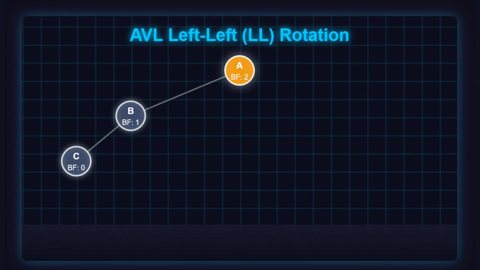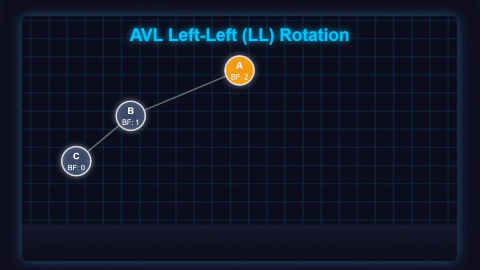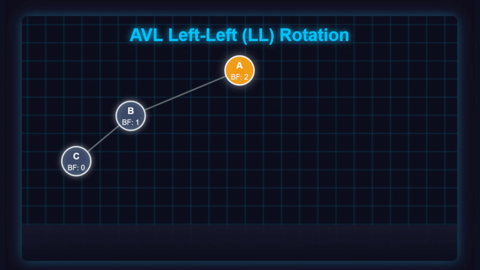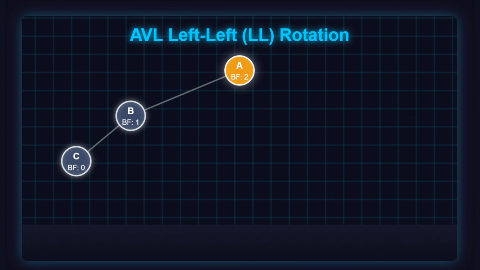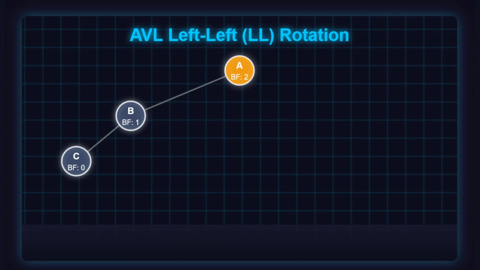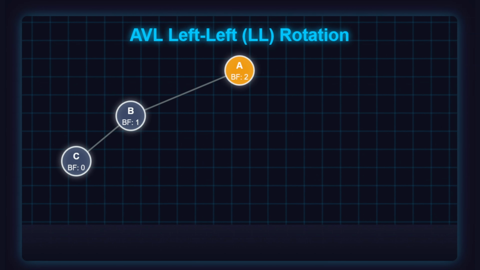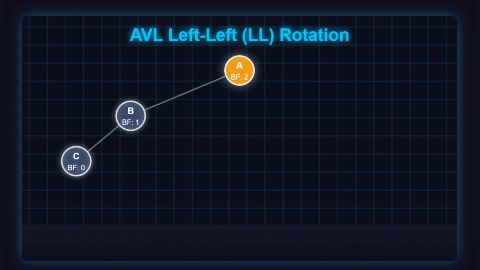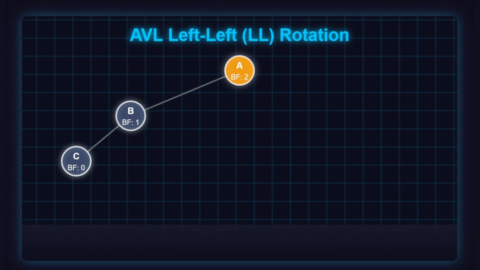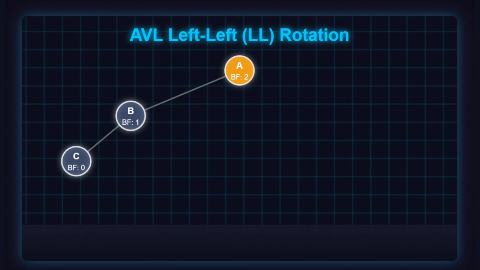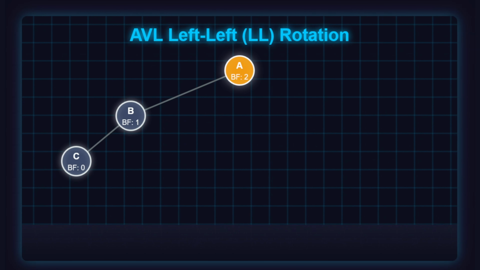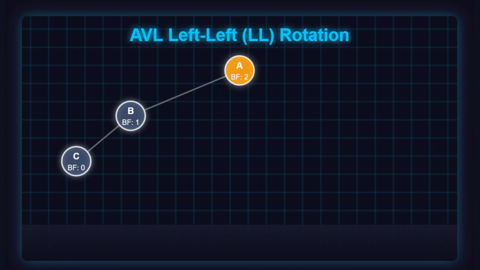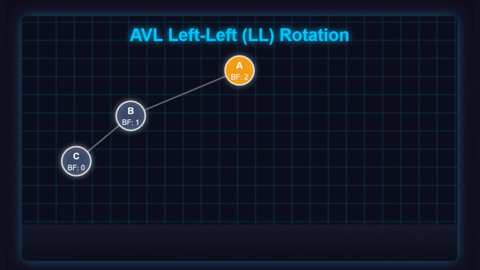We highlight node A as its balance factor of 2 indicates an imbalance. Its left subtree is significantly taller. Because the imbalance is on the left side of node A and further down, its left child, node B, also has a left child, node C. This is categorized as a left-left imbalance. To correct this, we perform a single right rotation at node A.